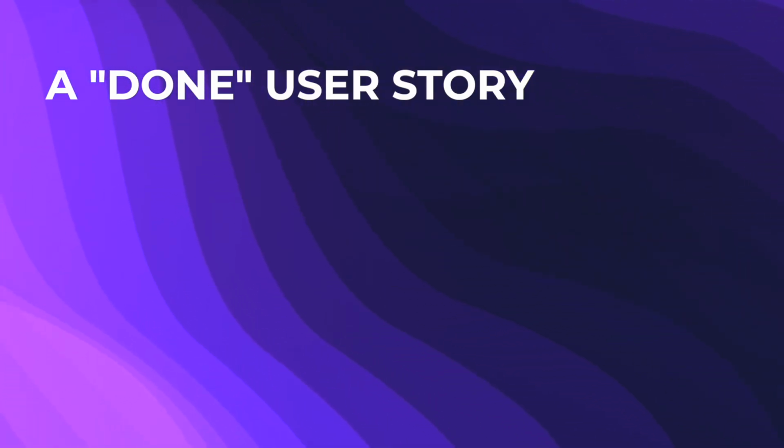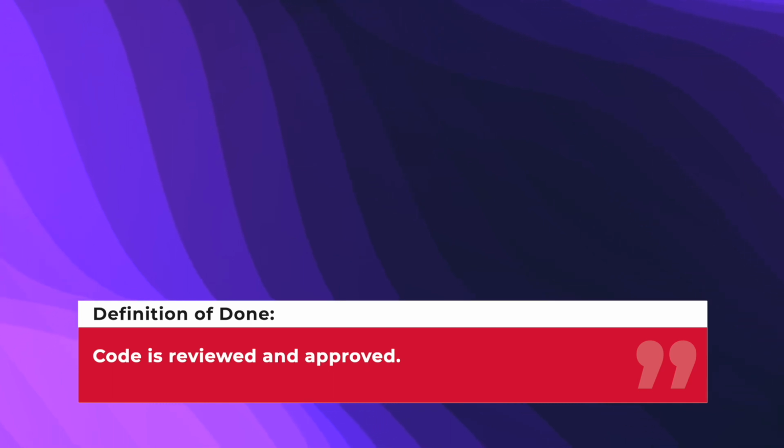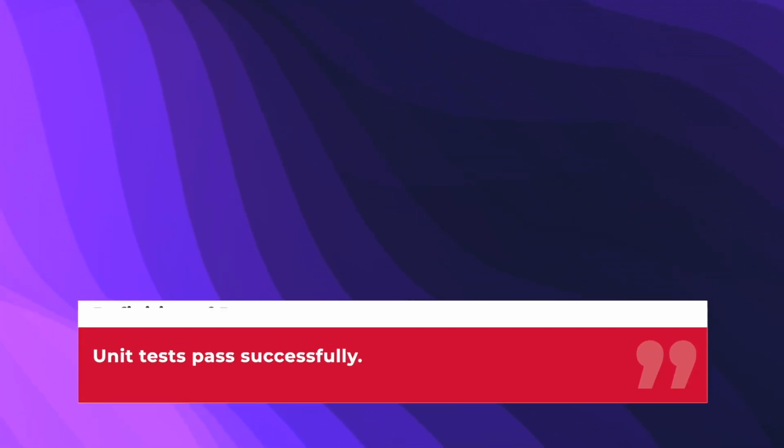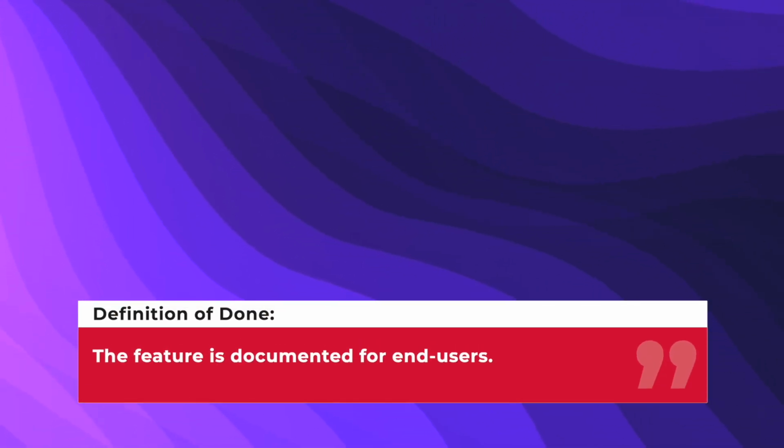So what does definition of done add to this? This is the set of criteria that a user story must meet to be considered done, ready for release. It encompasses not only the functional requirements, but also various quality, testing and integration aspects. Continuing with our e-commerce example, the definition of done might include code is reviewed and approved, unit tests pass successfully, and the feature is documented for end users.